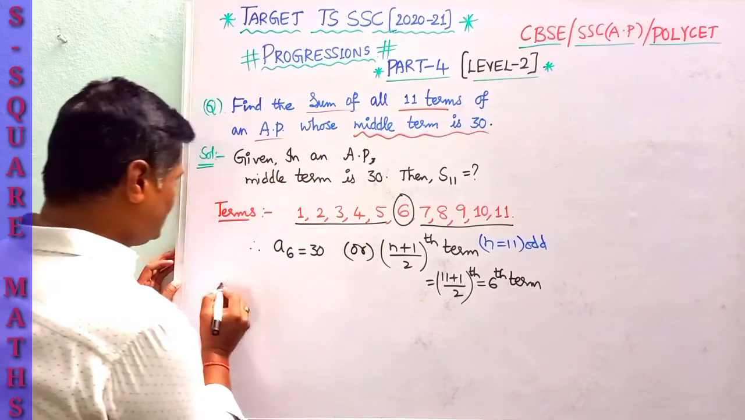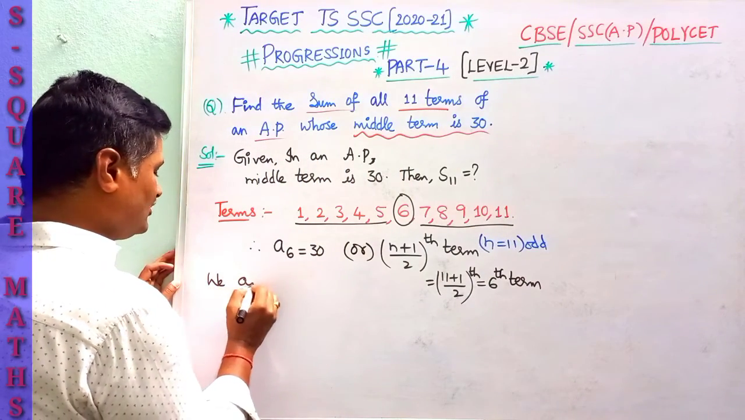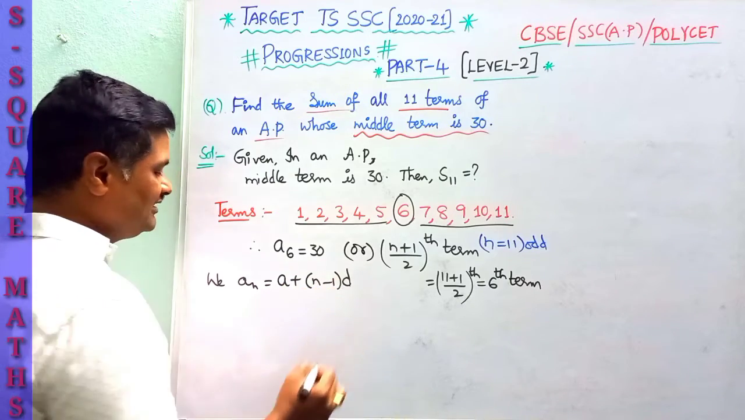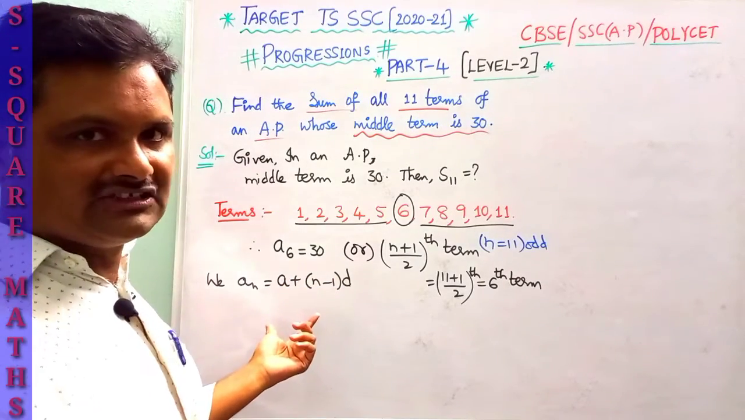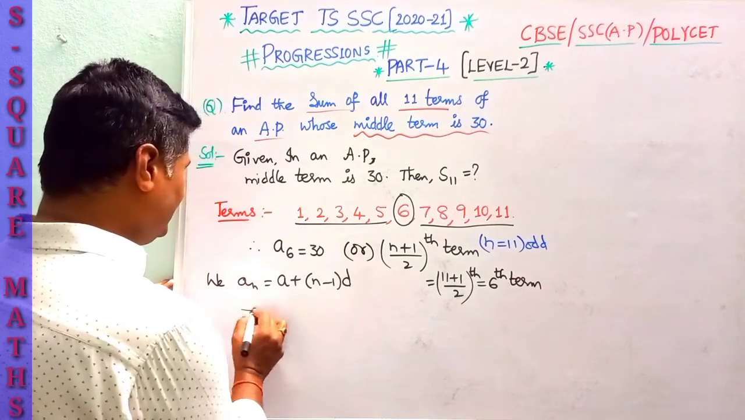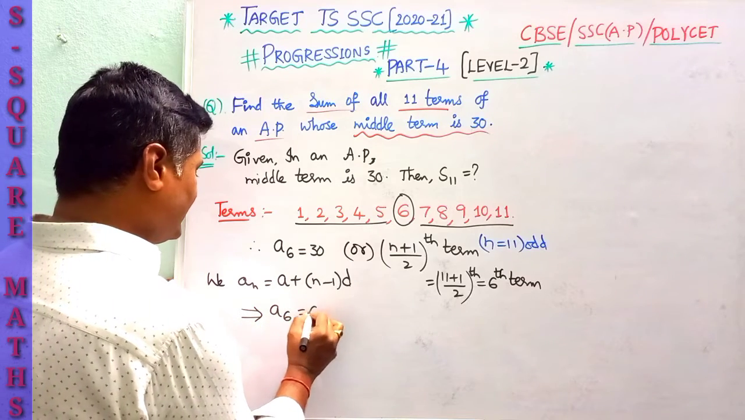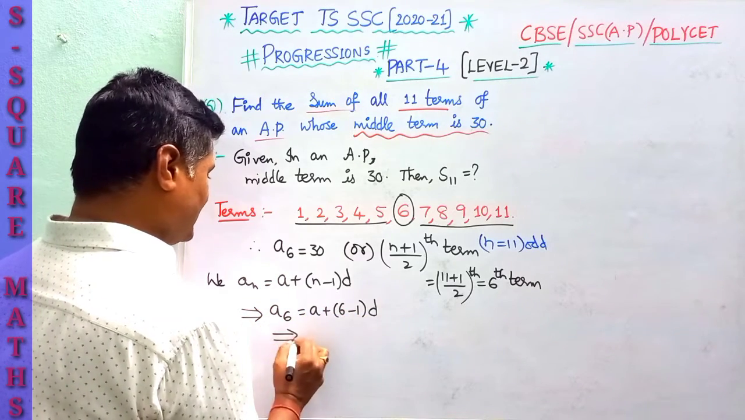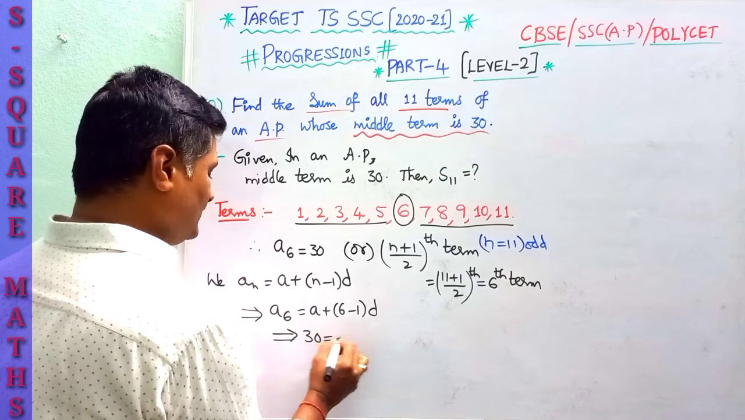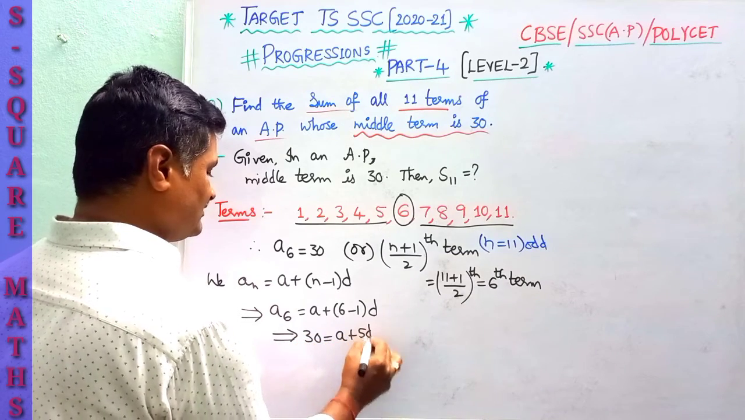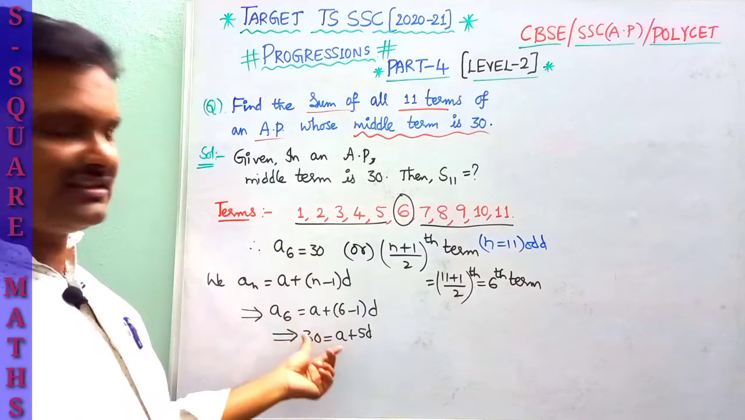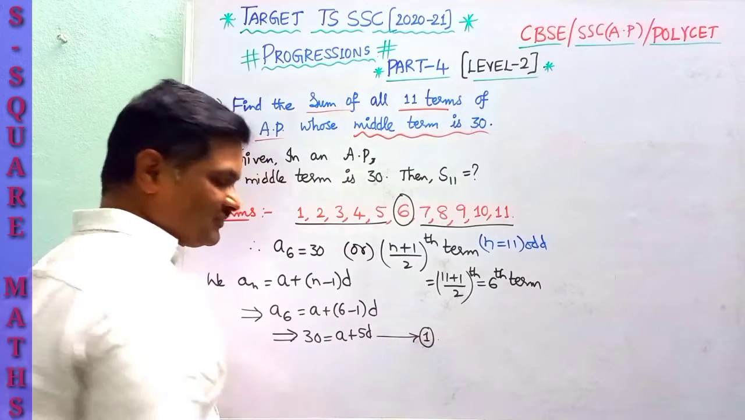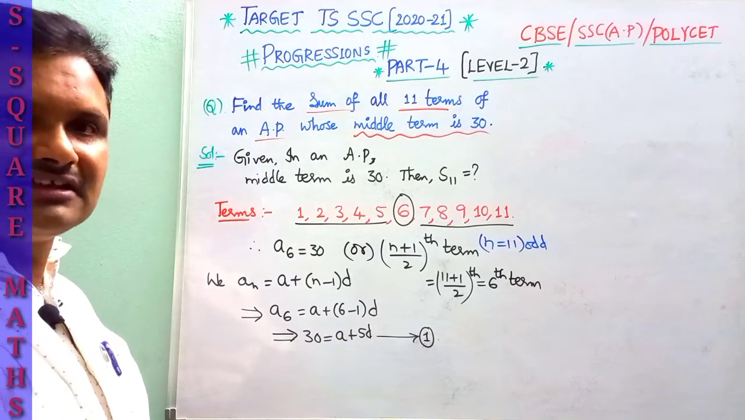Now we have An is equal to a plus (n minus 1) into d. This is a given term or a particular term. So this implies I can write A6 is equal to a plus (6 minus 1) into d. A6 is 30 given, so a plus 5d, by the definition of A6. Mark this as equation number 1. So the half part is completed, the major part.